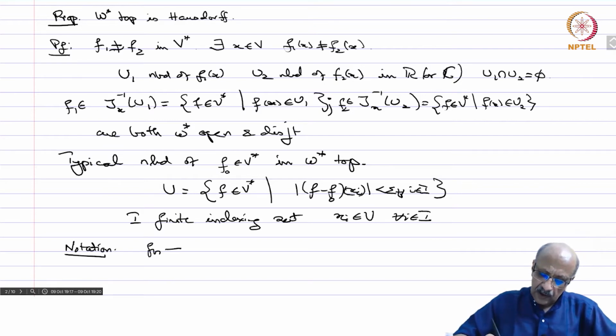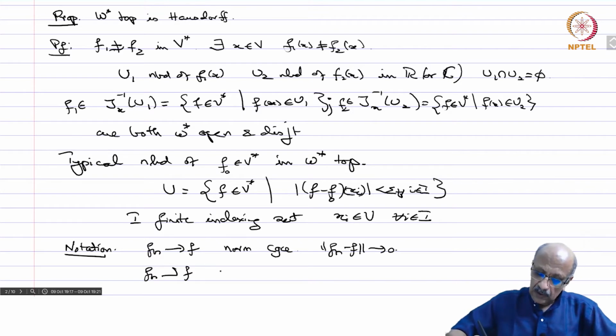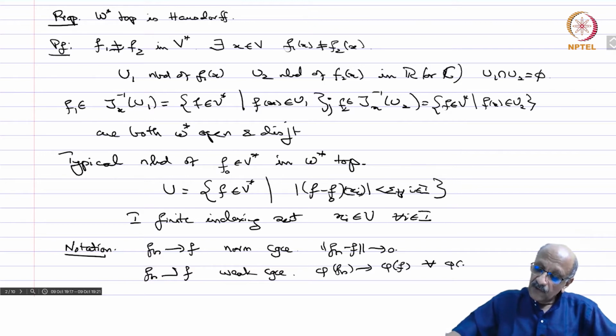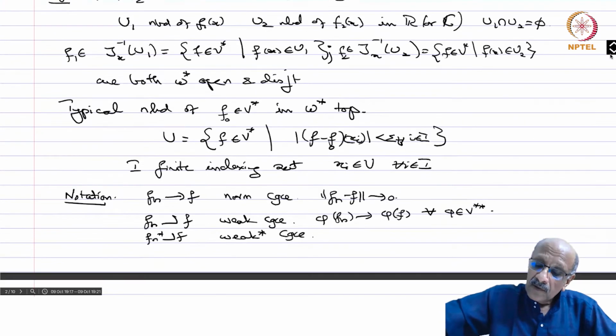So we say fn converges to f, this is norm convergence. Therefore the norm of fn minus f tends to 0. Then fn converges weakly to f, this is called the usual weak convergence. What does this mean? Phi of fn converges to phi of f for every phi in V double star. And then we have fn weak star convergence. So we have immediately the following proposition.